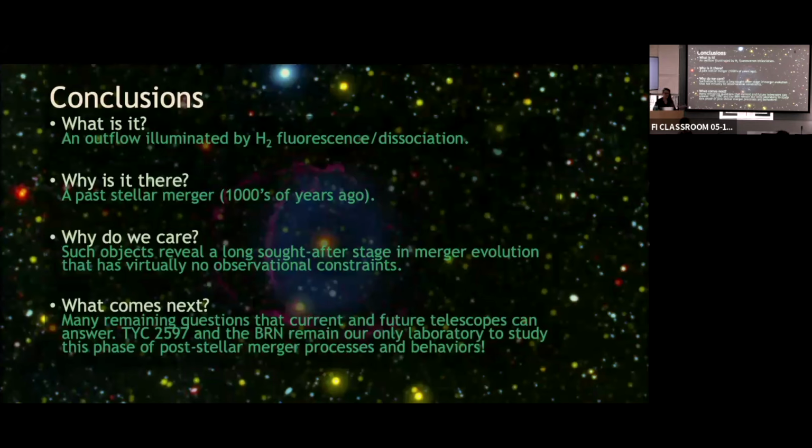These kinds of objects reveal an intermediate stage in this merger evolution process, and to date did not have any observational constraints, but now we're starting to get them because of this one example. And there are lots of remaining questions that current and future telescopes can help us answer. So we're still trying to go after those and figure those out.